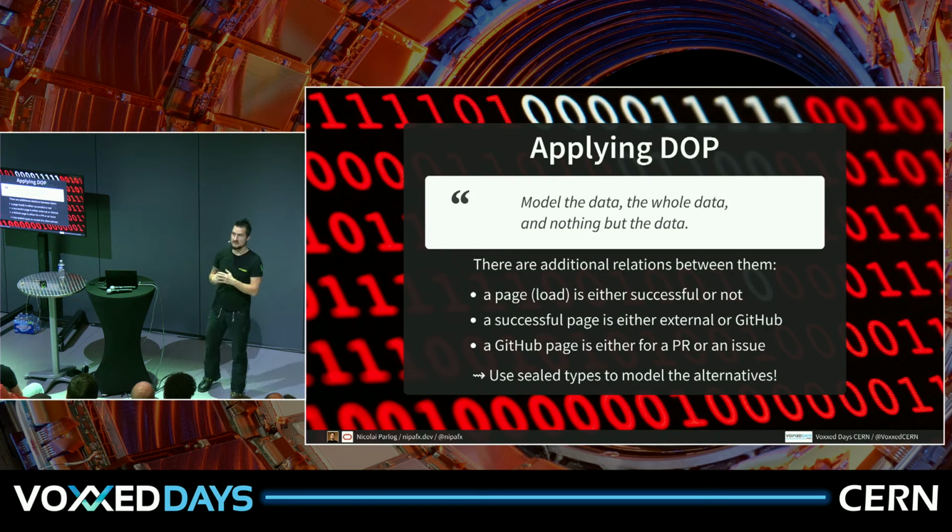So what we modeled so far is the individual data points, so to speak, but there is a connection between those. I mentioned earlier that when you connect to GitHub, or when you connect to the URL, you either have a failure, or an error, or you don't. And if you connect successfully, you either have an external page or a GitHub page. And those things you can express as well. You can use sealed types for that.